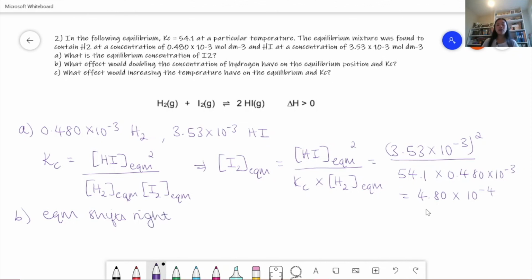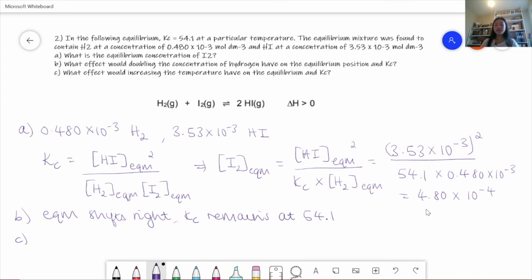And the thing to remember about Kc is that it is not affected by concentration. So the Kc remains at 54.1.